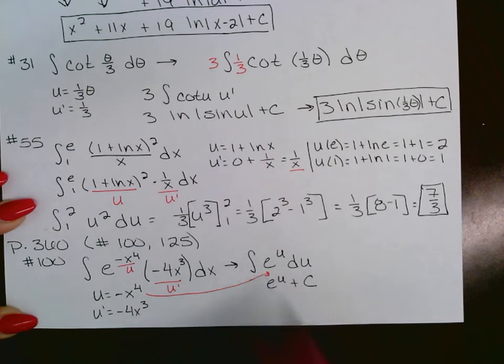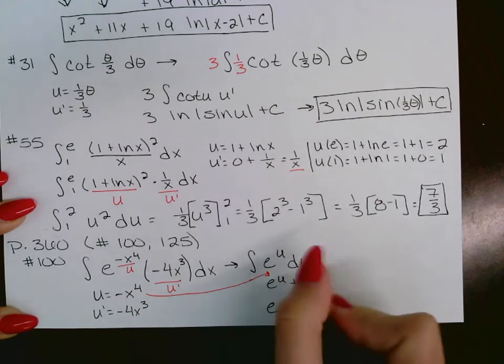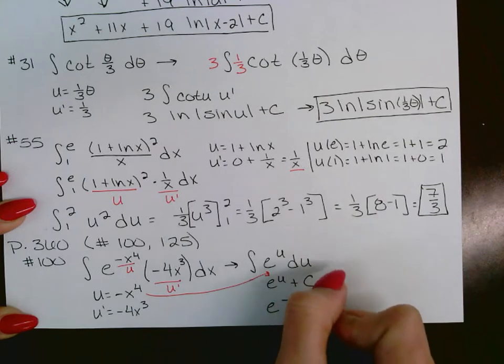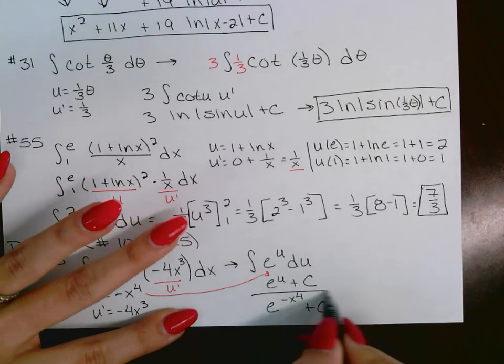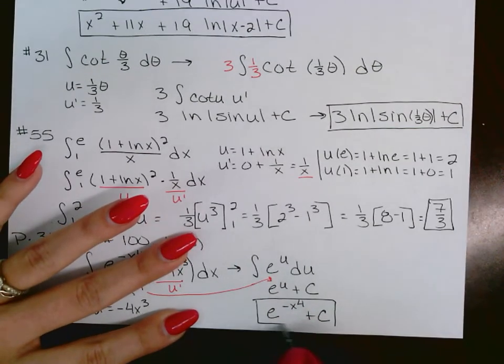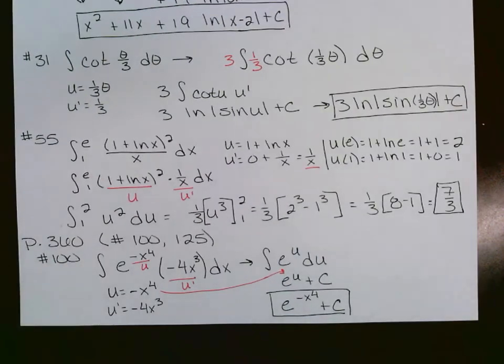Good, plug that u back in. So the final answer is e raised to negative x to the 4th plus c. And again, this would be considered one of the easy questions on the test.